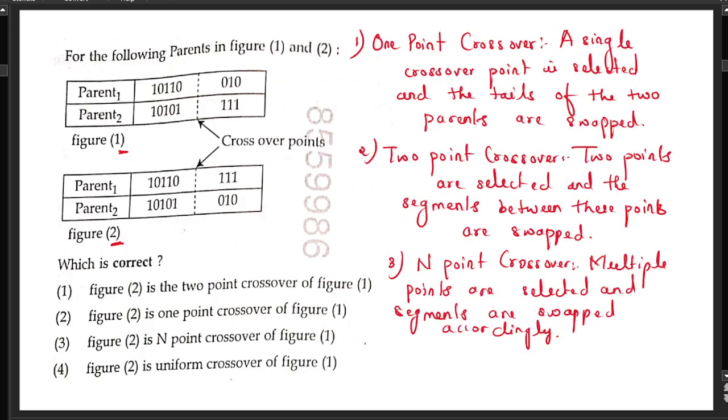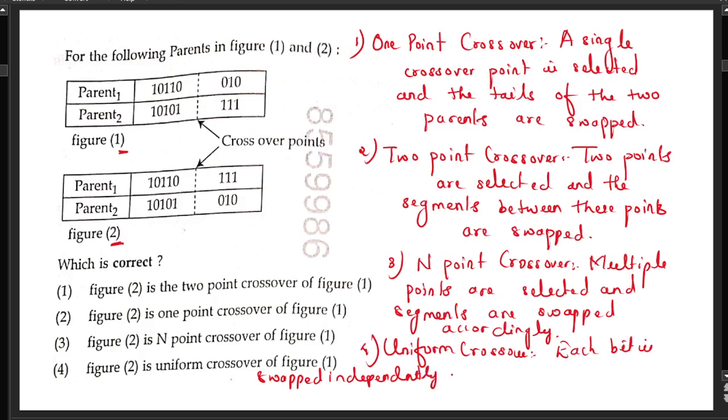So let's see the fourth one, which is uniform crossover. Each bit is swapped independently based on a probability.